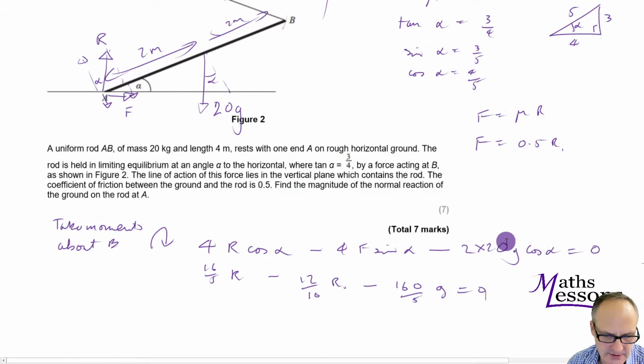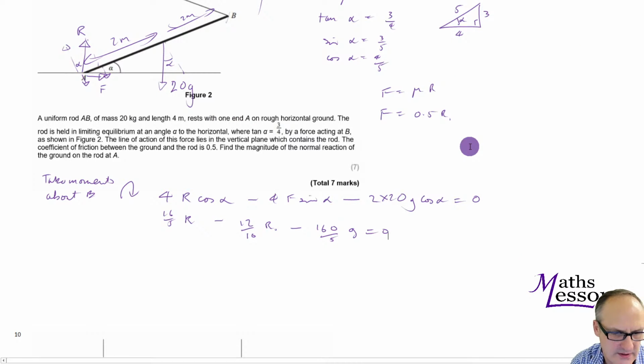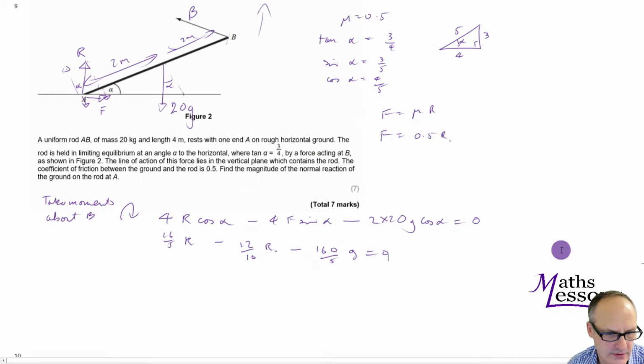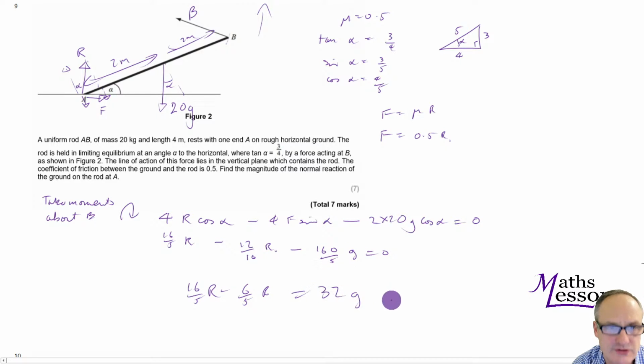So let me just zoom out to give myself a bit more space. Okay. Bring that back up again. So we have got 16 fifths minus 6/5 of R. And on the other side, we take this to the other side, this gives us 32G. So therefore 2R will equal 32G. So R will equal 16G newtons.